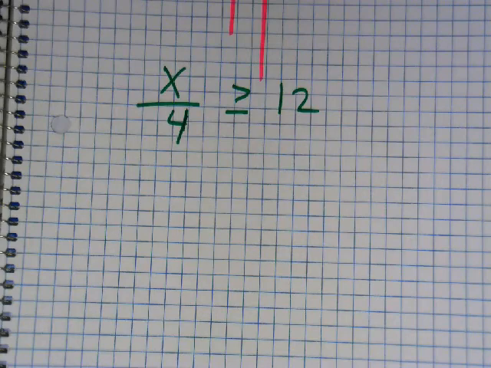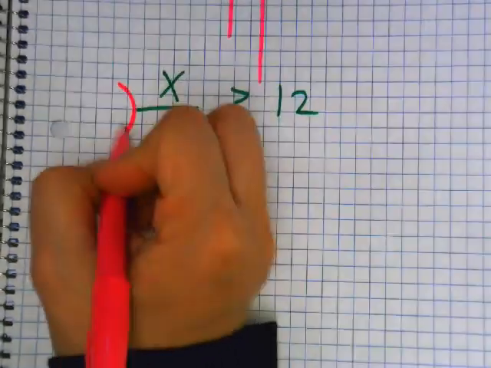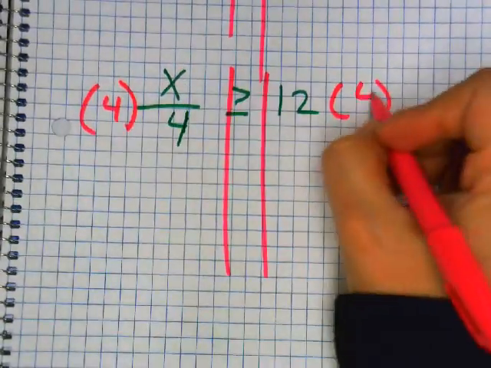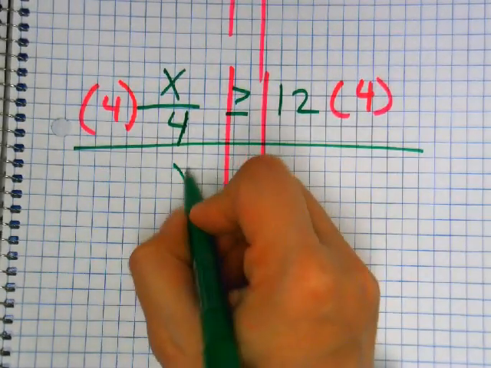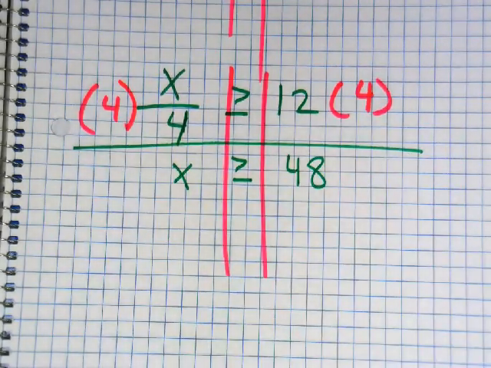All right, so everybody multiply by 4 before I get there. Look at me running back. I don't know how to do it. Times 4. Times 4. Yep. 48. Yep. X is greater than or equal to 48. You got it right.